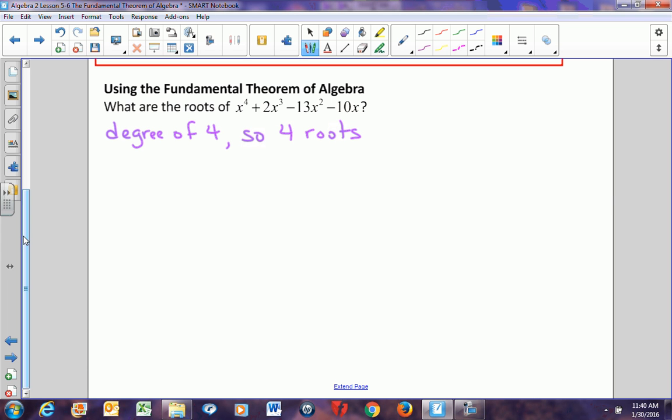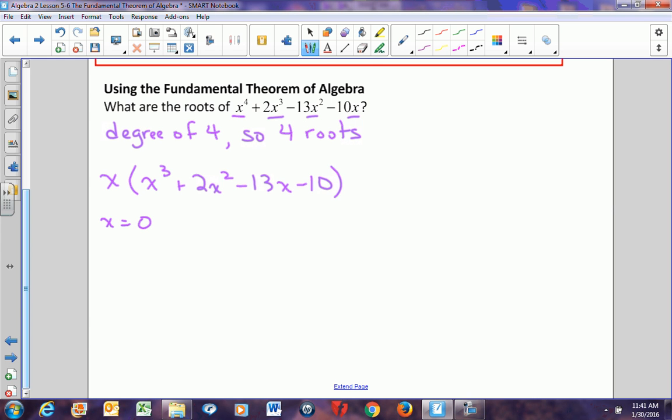First of all, I can factor out an x, can't I? They all have an x in common. I'm going to take an x out of this, and I'm going to get x to the 3rd plus 2x squared minus 13x plus 10. So I know that x equals 0. I know one root is 0. I have one root. I only have to find 3 more.